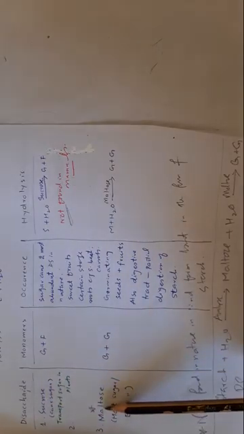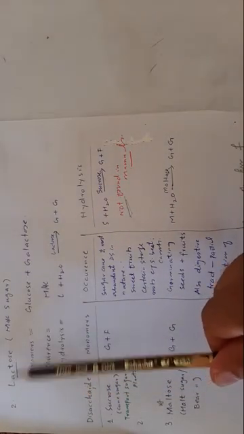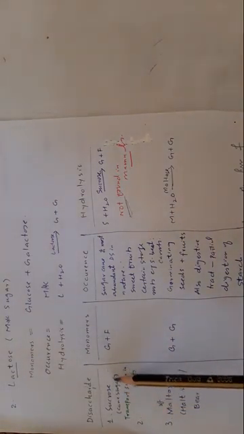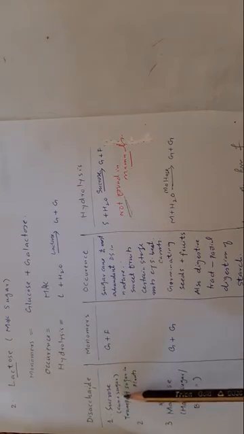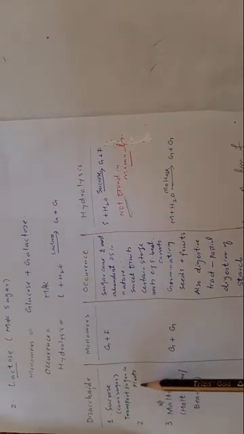These are the common disaccharides: sucrose number 1, lactose number 2, and number 3 maltose. Sucrose is also known as cane sugar. It is also the transport sugar in plants. In plants, the food is transported in the form of sucrose in phloem sieve tubes.